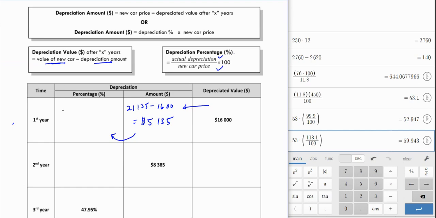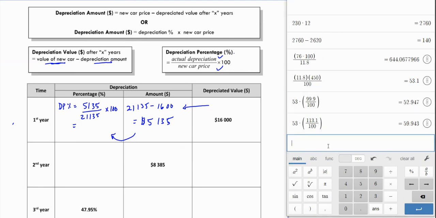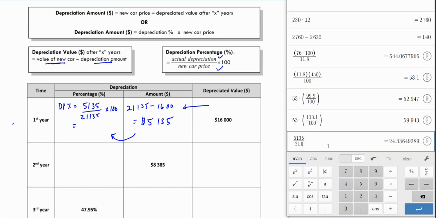So we're going to say the depreciation percentage equals 5,135 divided by our original amount, times 100 to put it into percentage. Let's plug this in. So 5,135 divided by 21,135 times 100. So we have a percentage of 24.3%.